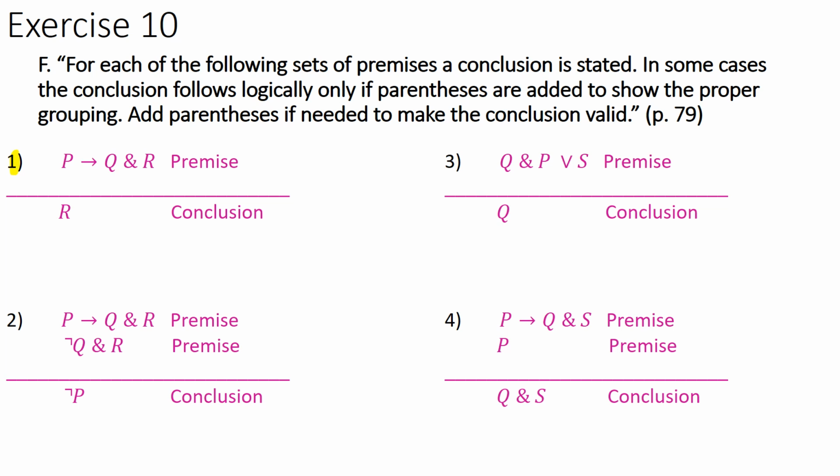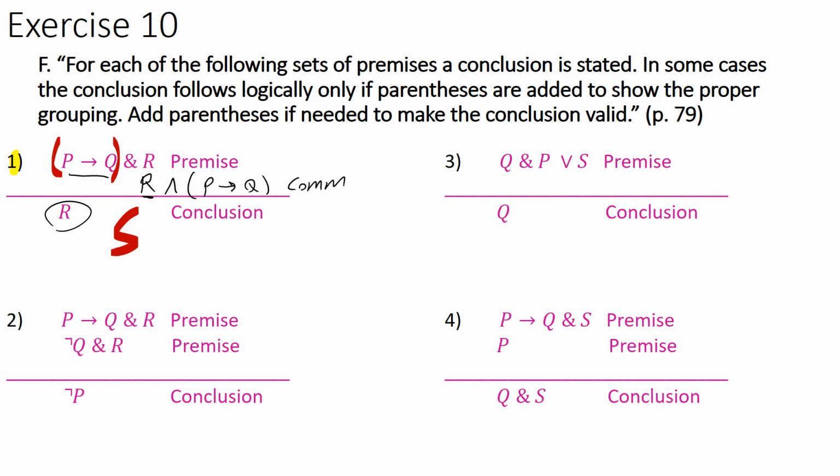So we could put parentheses around the if P, then Q, and then by simplification we can get R. However, in other textbooks, you can only simplify the very first term of a conjunction, so you would have to do the commutative rule first. You would have to say R and parentheses if P, then Q. That's by the commutative rule, and then by simplification you can get that R.